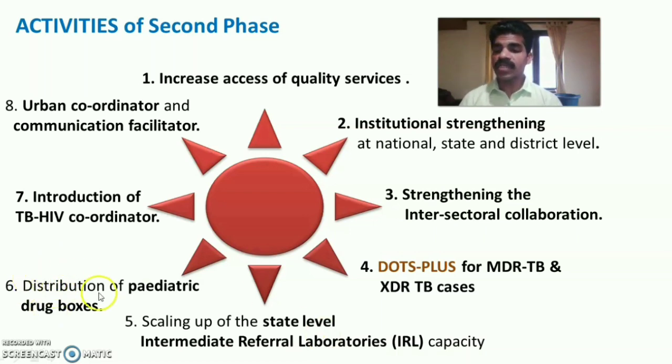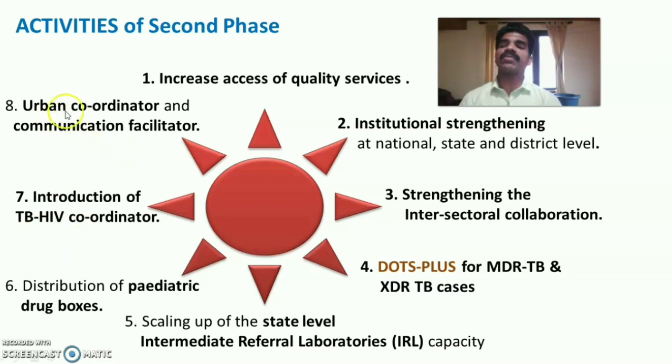Then the sixth activity was distribution of pediatric drug boxes throughout the country for the children who are suffering from tuberculosis. The seventh activity was introduction of a TB HIV coordinator to coordinate the services and treatment programs of the HIV patients who are suffering with co-associated TB.